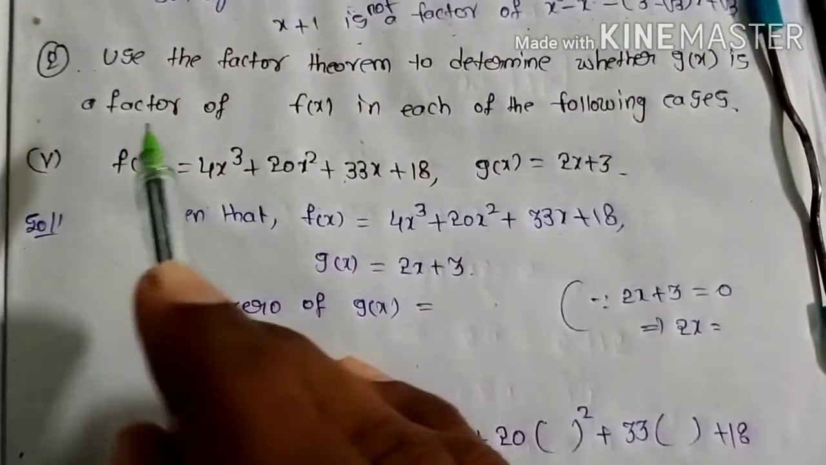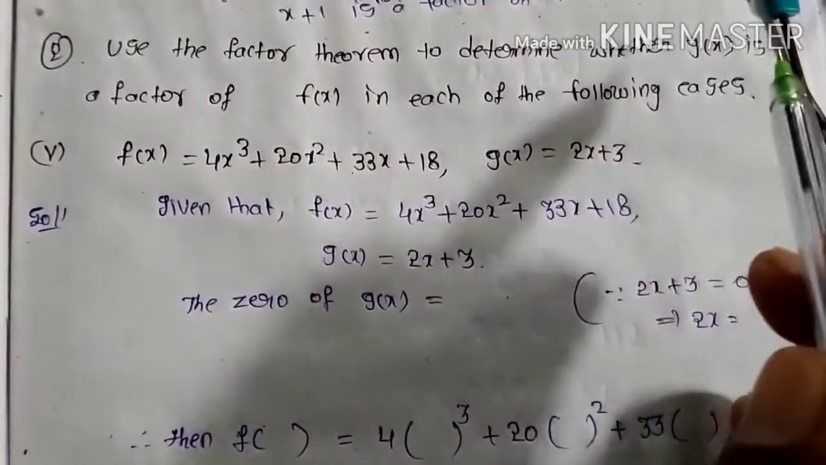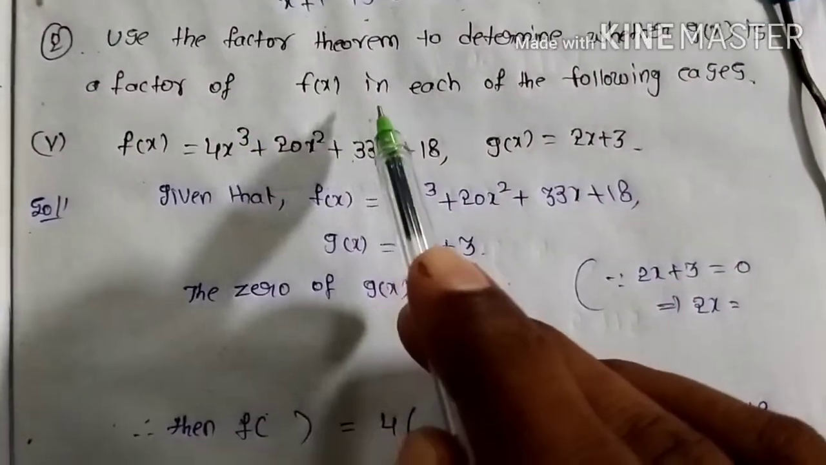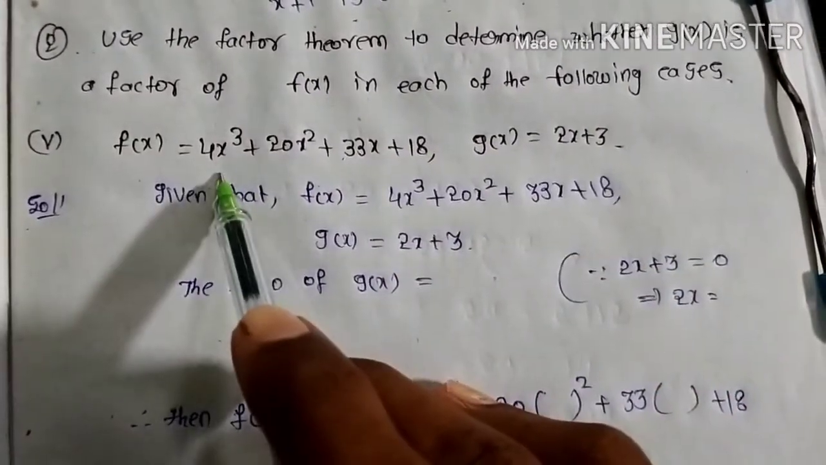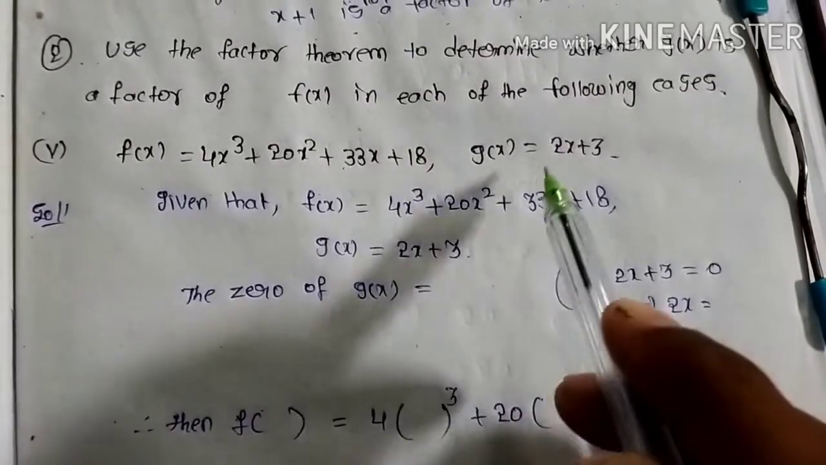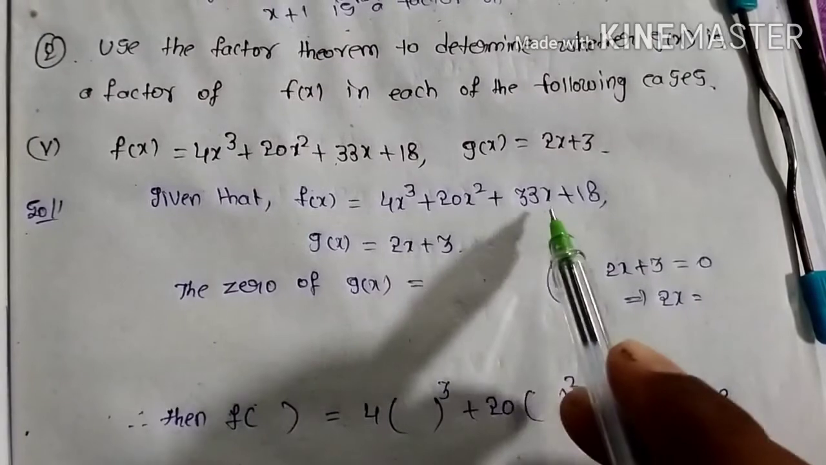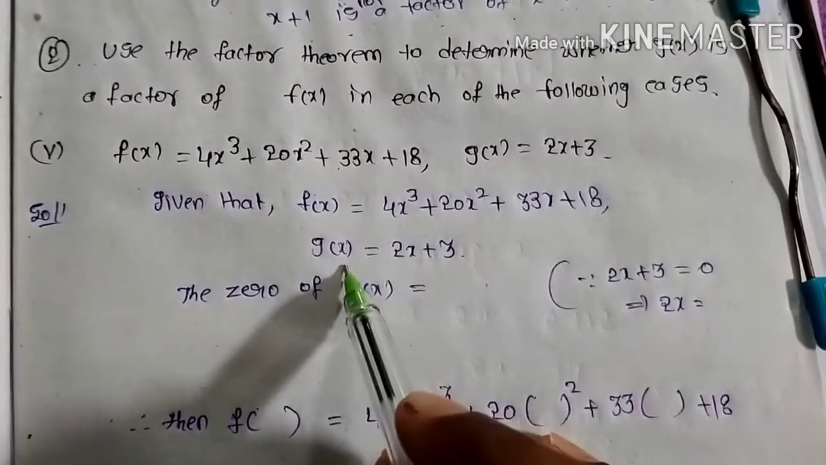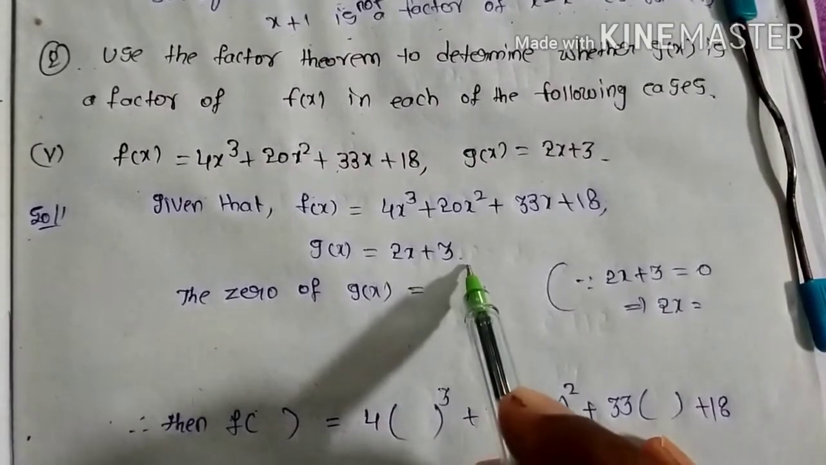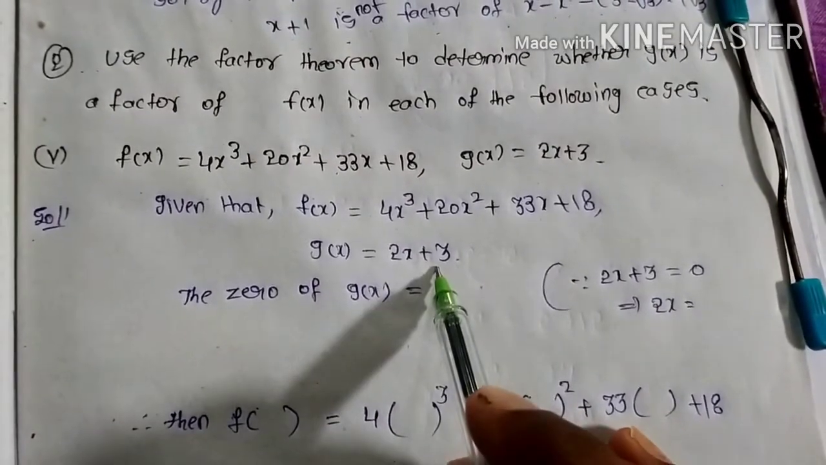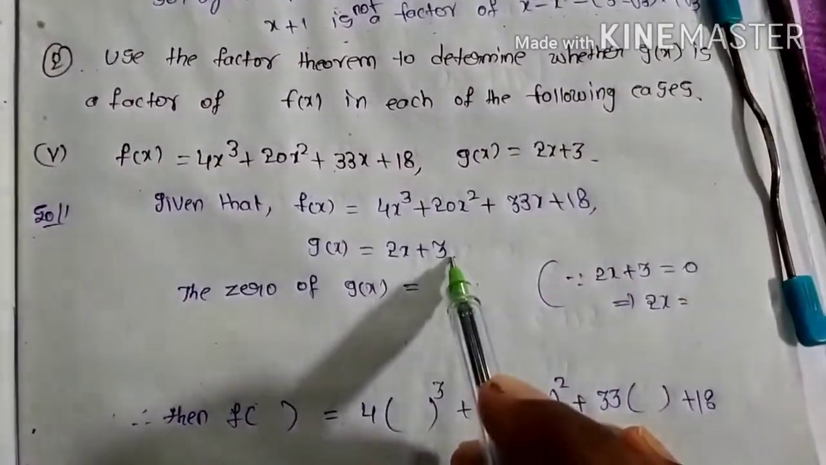Now you can see your second question. Use the factor theorem to determine whether g of x is a factor of f of x in each of the following cases. They have given p of x, f of x, and g of x. Here, f of x is equal to 4x cube plus 20x square plus 33x plus 18. Here g of x is how much? 2x plus 3. First of all, you need to find the 0 of 2x plus 3. That means how can you find the 0 of g of x? You know that previously we need to equate it to 0 or not.